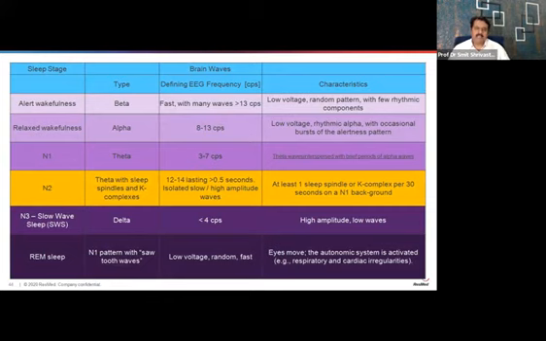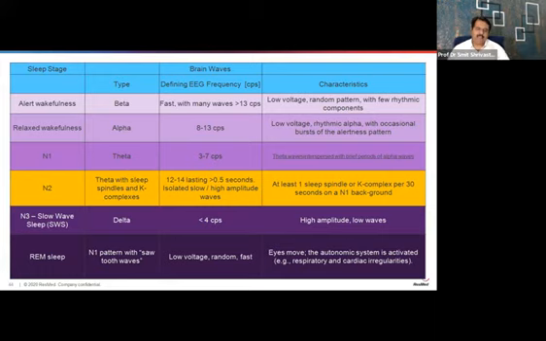Alert wakefulness starts with beta waves in the EEG, which are fast, at about 13 cycles per second. They are low voltage, with a random pattern and few rhythmic components. Relaxed wakefulness again has low voltage, with a rhythmic alpha pattern and occasional bursts of alertness, and here the cycles per second decrease. In N1, it becomes theta waves, which are still lower in cycle, with some alpha waves in between.